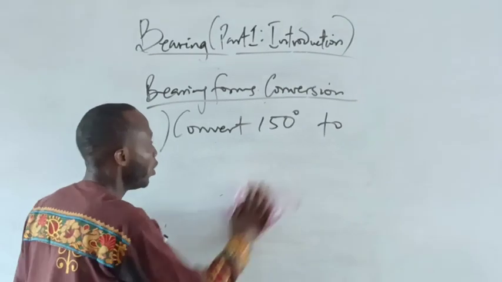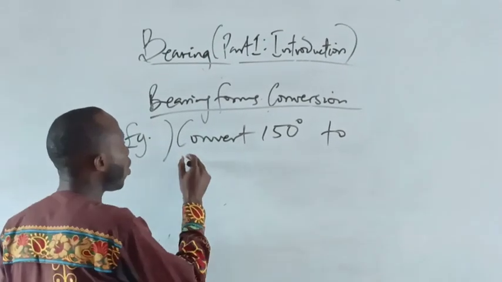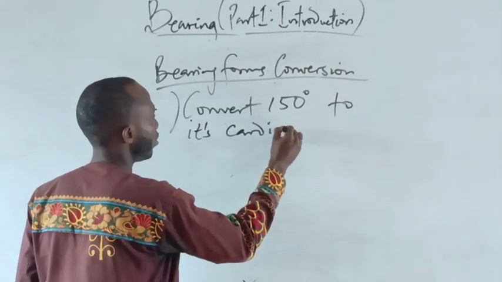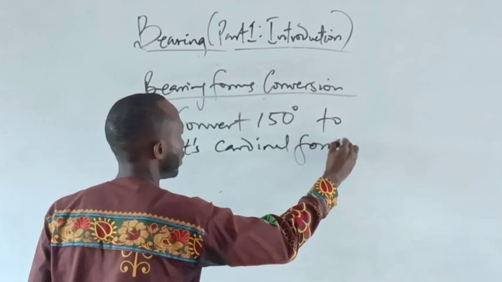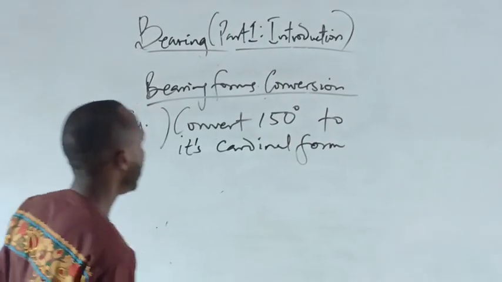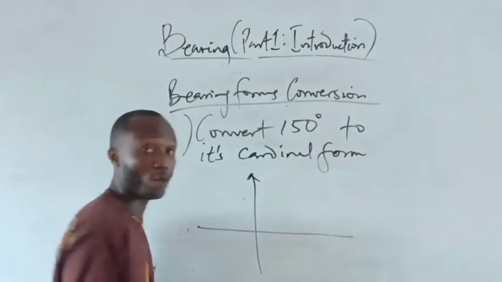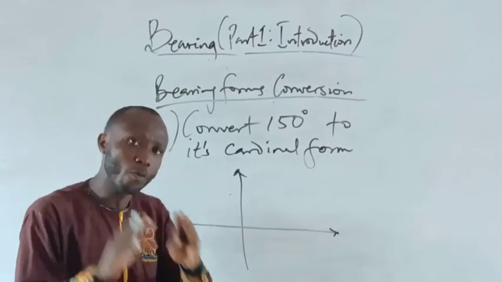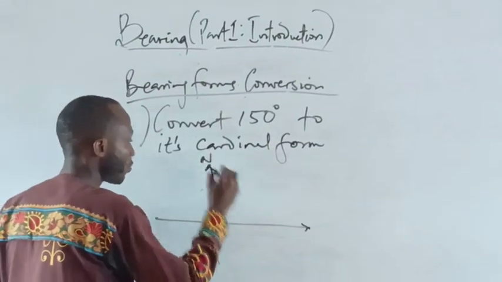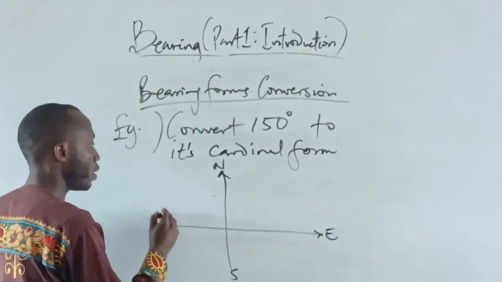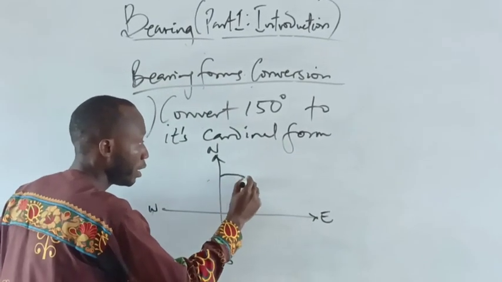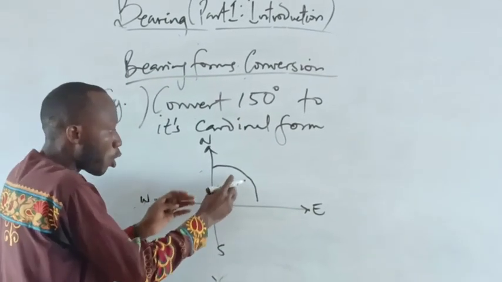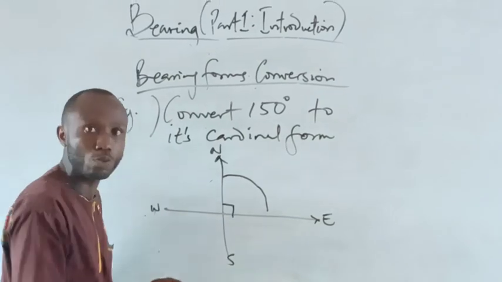Let's move on. Okay, so we have to convert 150 degrees to its cardinal form. Let's see what that looks like. First of all, the illustration. Don't forget, I don't play with diagrams when it comes to bearing, because the diagram will make you understand it. So north, east, south, west. So let's go. It's an acute angle, don't forget. Within this box, all the angles here are acute because they are less than 90.